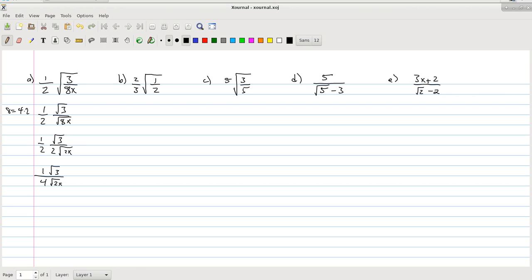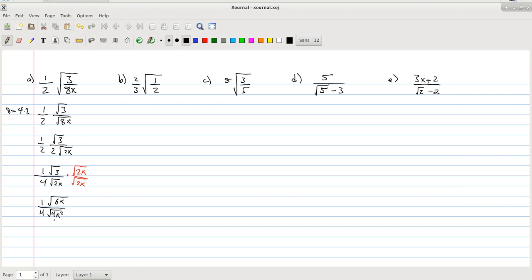Next, we can't have a radical in the denominator, so we're going to rationalize this by multiplying both numerator and denominator by the radical we're trying to get rid of. So we're going to multiply everything by radical 2x. So now when we multiply the tops, we have 1 times radical 6x. In the denominators, we have 4 times radical 4x squared.